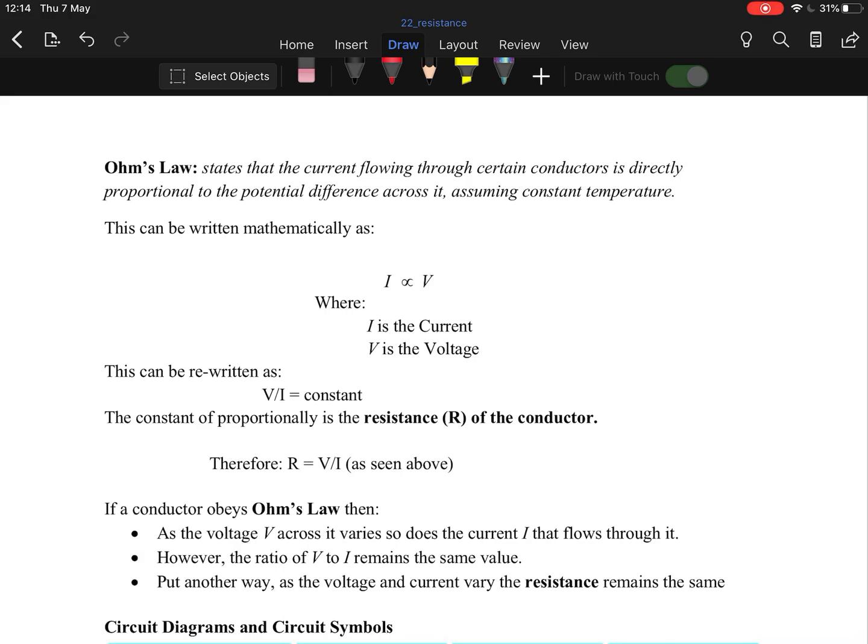Okay, Ohm's law. Here we go. There is an experiment that you need to do with this as well. But what is Ohm's law? It states that the current flowing through certain conductors is directly proportional to the potential difference across it, assuming constant temperature. Remember, you have to put in this bit at the end. That has to go in.